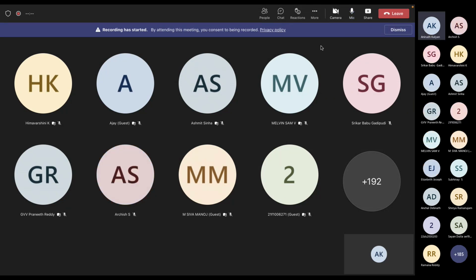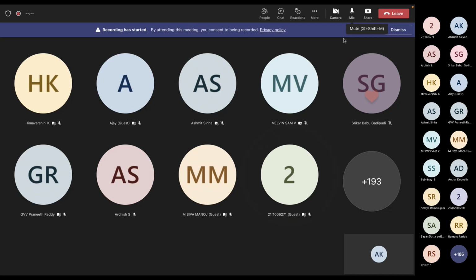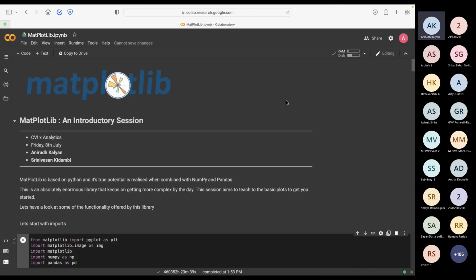So I took a session for pandas last time out on Wednesday, and today I'll be taking Matplotlib, or Matplotlib as we would call it. Can I have a few reactions, just to see the interaction level of this audience, please? Any reaction except raising hand. All right, fine. So let's get started with Matplotlib.